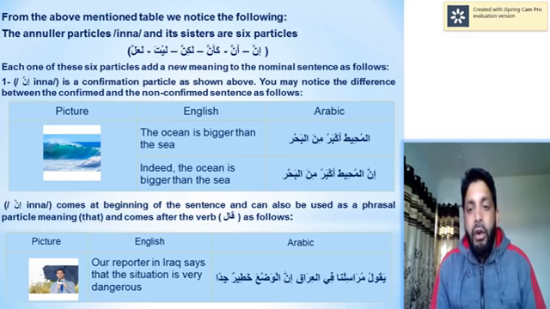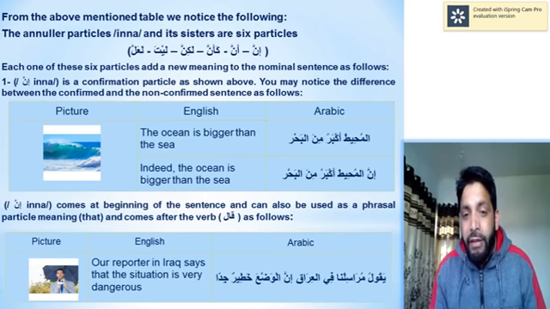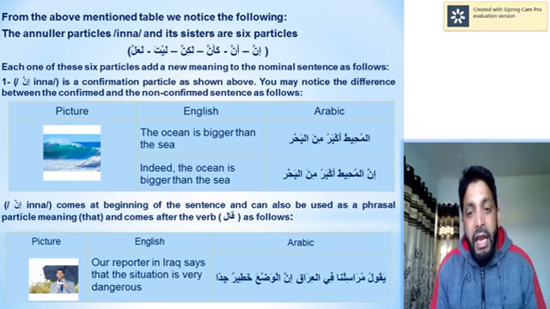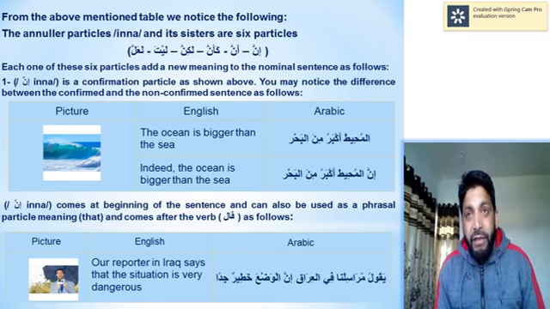Here is the example. يقول مراسلنا. Our reporter is saying في العراق, in Iraq, إن الوضع خطير جدا. إن الوضع, verily, indeed the situation is very dangerous. So this is the sentence. يقول مراسلنا في العراق. Our reporter in Iraq says إن الوضع خطير جدا. The situation is very dangerous. So يقول is a fail.